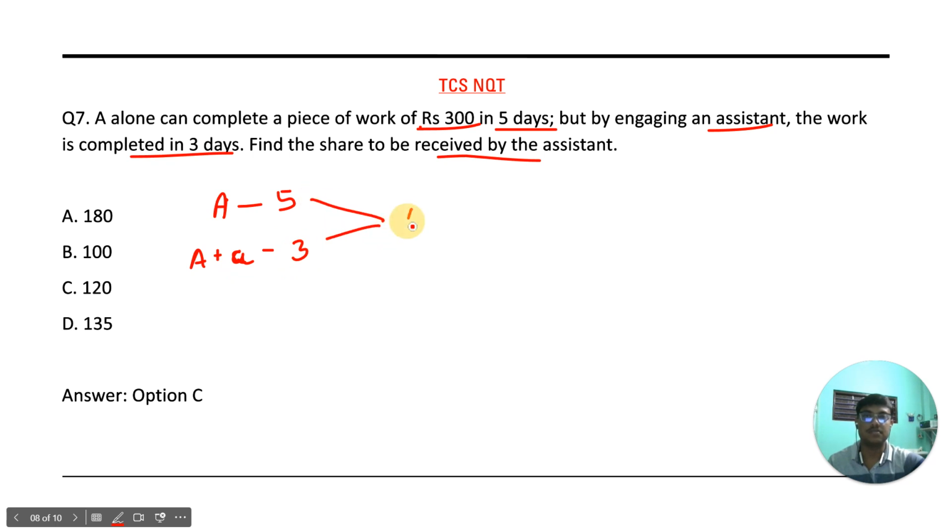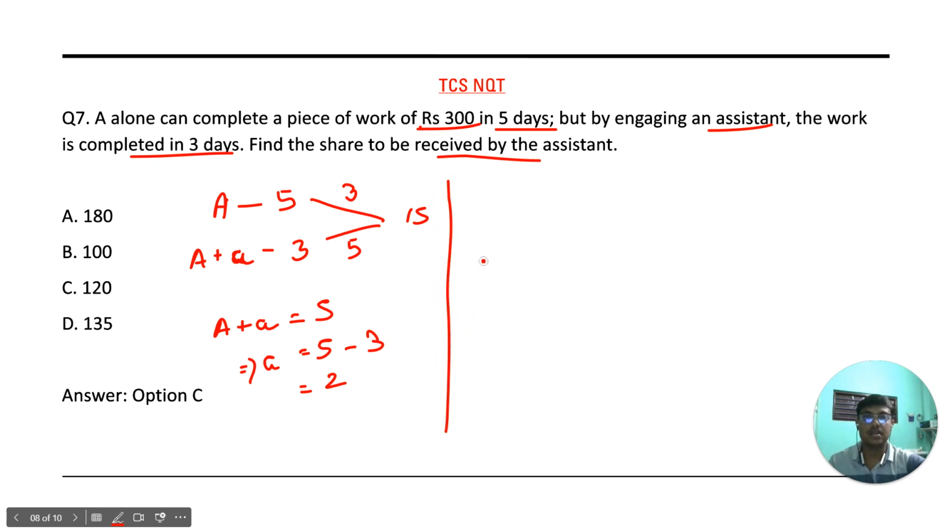So their LCM is 15. The efficiency of A is 3. The efficiency of A and the assistant working together is 5. Now from here we can get A plus small a is equal to 5. This implies that the efficiency of the assistant is 5 minus the efficiency of A, that is 3, which is 2.